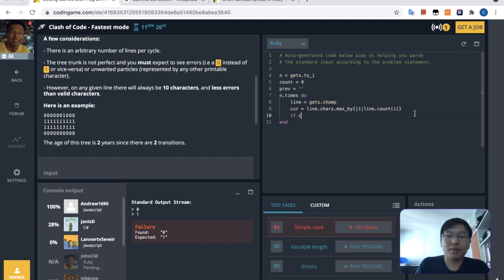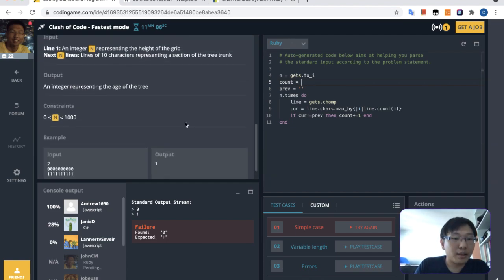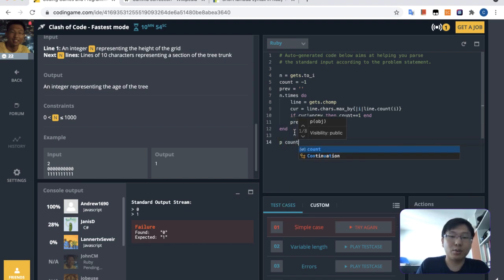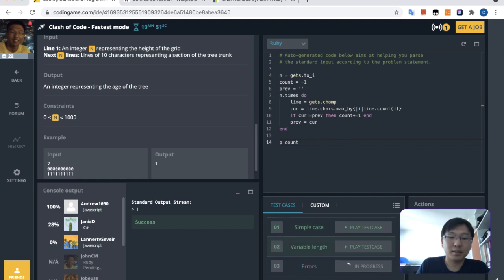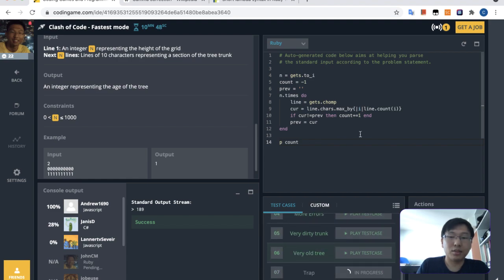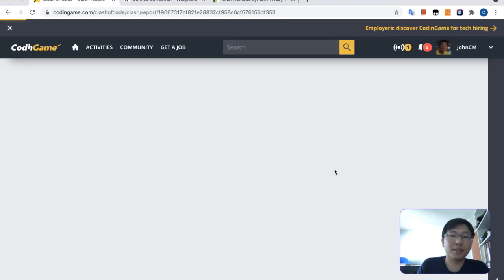So new current will be this. If current not equals previous, okay, then count plus equals one. Yeah, we could just do it like that. Actually, the count can just start from minus one, because the first one will always be correct. Then after that, we store the previous to be the current. Then at the end, we just print count. Okay, let's try this. Yeah, so this will basically just check whether there's an alternating pattern.